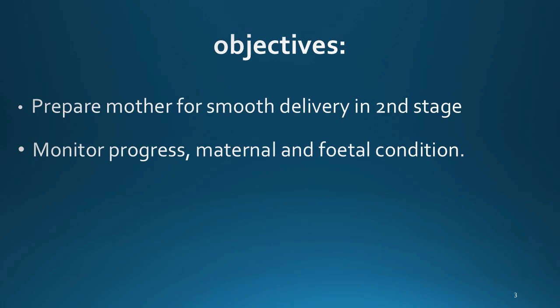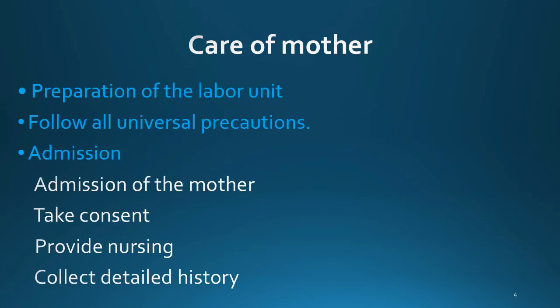The objectives for managing labor are preparation of the mother for smooth delivery in the second stage, and monitoring the progress of labor, maternal well-being and fetal well-being. In this management, we need to be concerned with every aspect of the mother and the labor suite. Preparation of the labor unit should include environmental preparation for mother and neonatal care unit, with instruments, linen and medication used during labor. We need to follow standard precautions to avoid complications.